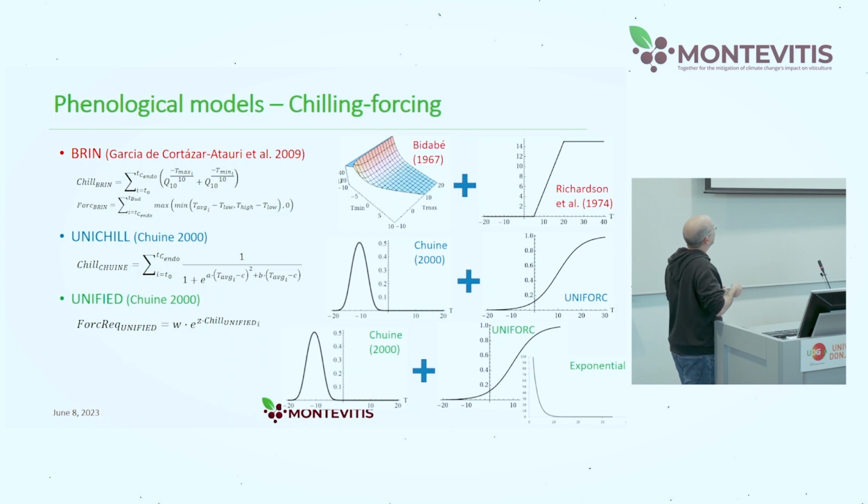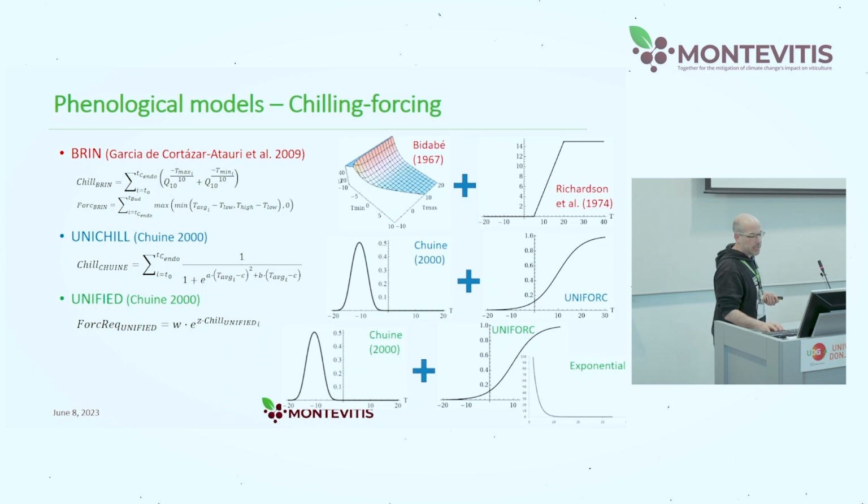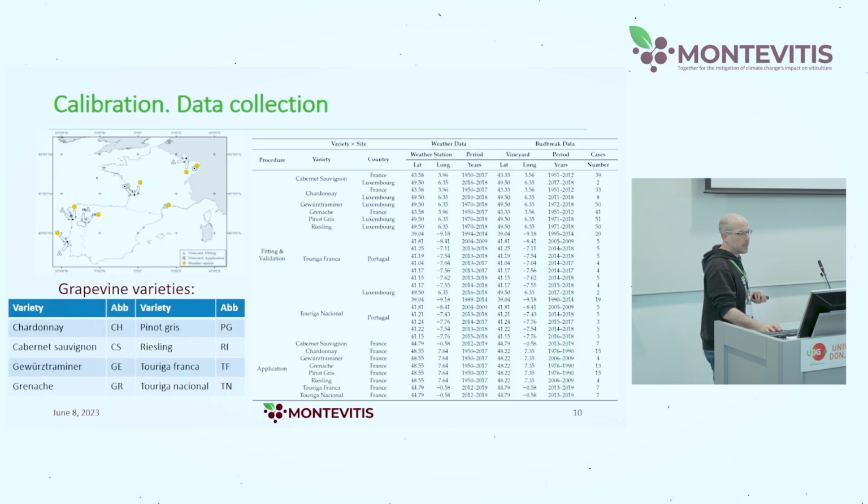sigmoid one, and then the last one is more or less the Unichill model, but parallelly to the accumulation of the forcing model, it has also an exponential model that influences the accumulation of the chilling model. And when they arrive to the chilling threshold, it's when more or less the bad break is estimated.